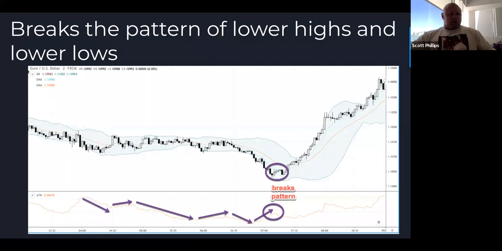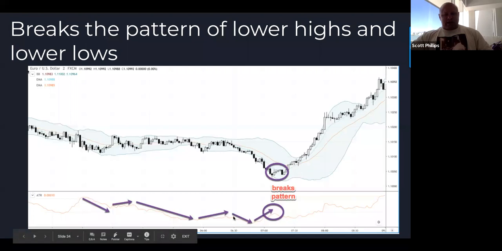Because you don't want to go long here with a stop loss here. You'd be stopped out. But can you see that we've saved ourselves many losing trades? We've saved ourselves a losing trade here, and here, and here. We just don't want to take those trades. Skipping a losing trade is as good as taking a winning trade.